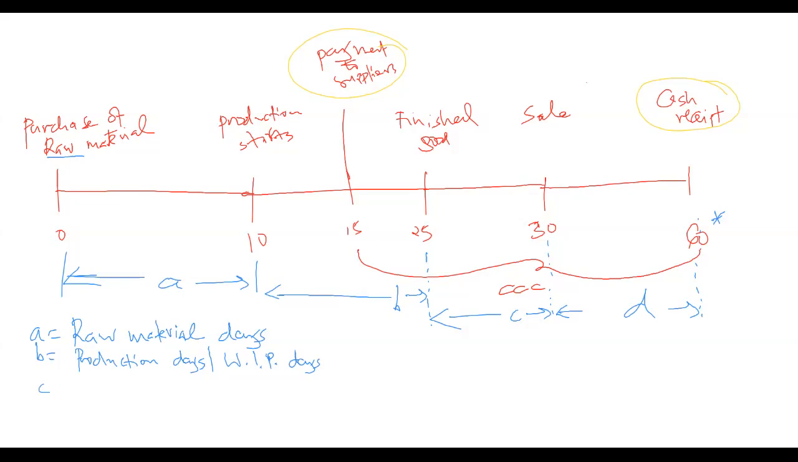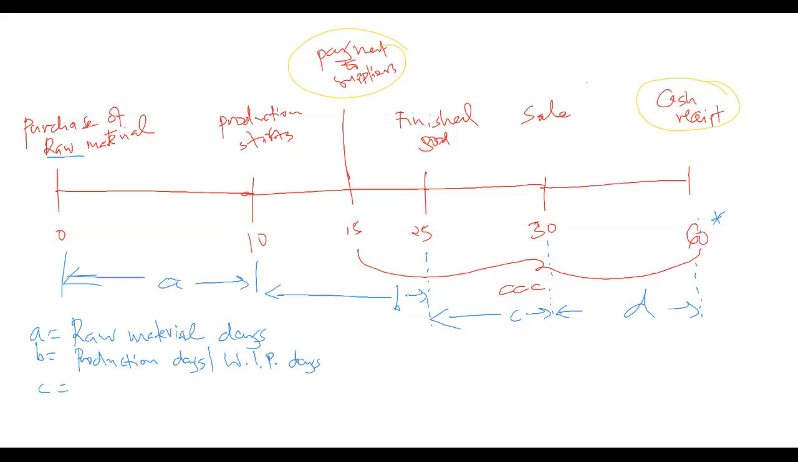Now C, the time when we have the finished goods and the time that we make the sale. It's when the goods are yet to be bought by the customer, but they are already complete. They are in the store, they are with the distributor, more or less. If we do not make a sale, if we do sell.